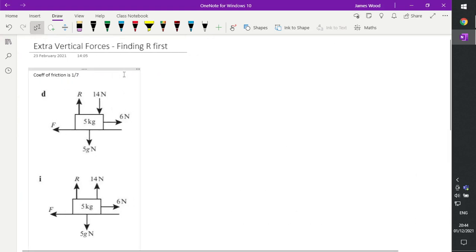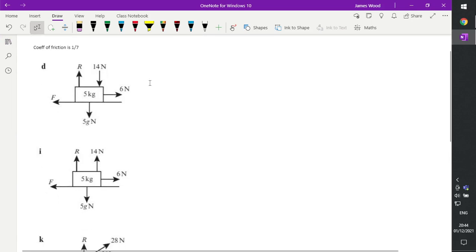Okay. So here we're told that the coefficient of friction is 1/7. Okay, mu is 1/7 in these questions. And here we've got some different external forces which are acting vertically. So what we're going to have to do in these questions is we need to calculate R first. We need to be careful with how we do that.